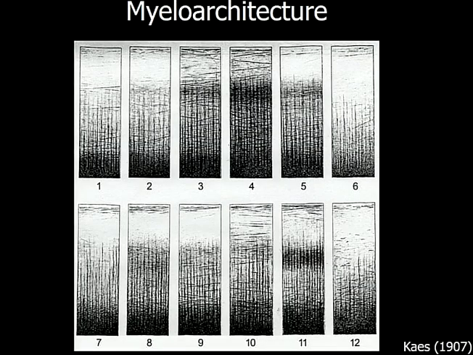And what you can see is that myeloarchitecture also has gradients and differs from area to area. So I'm just showing you a number of cortical areas. Helpfully, this paper does not use the same numeration as the cytoarchitecture papers, so these numbers are not very helpful. But if you were to go through and line them up one by one, you would see some correspondence between the two.